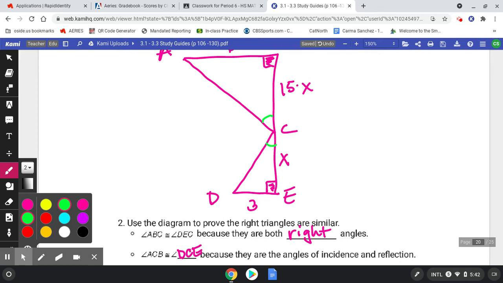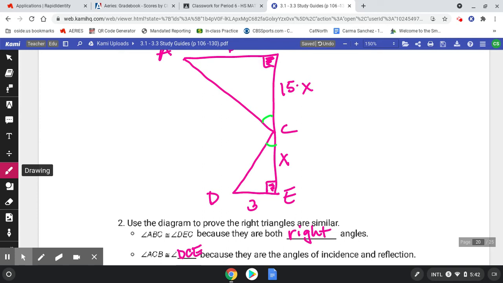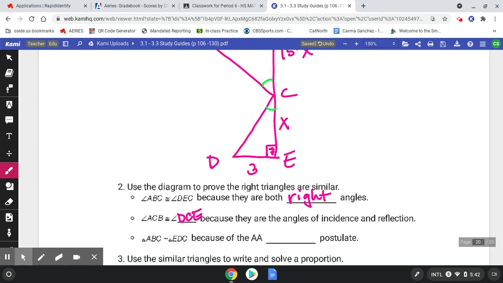Because of the AA postulate. Because they are the angles of incidence and reflection. And so then the AA similarity postulate, or AA similarity theorem, is the reason we can say that the triangles are similar. So by using those two angles, this right angle and this reflected angle, which we now know are true, we have our two angles to prove similarity.